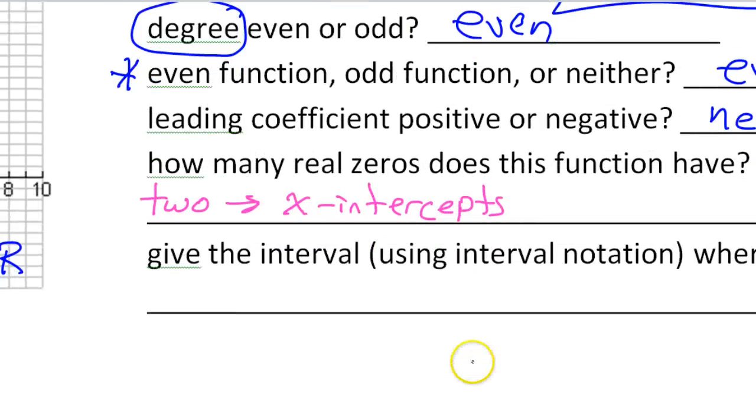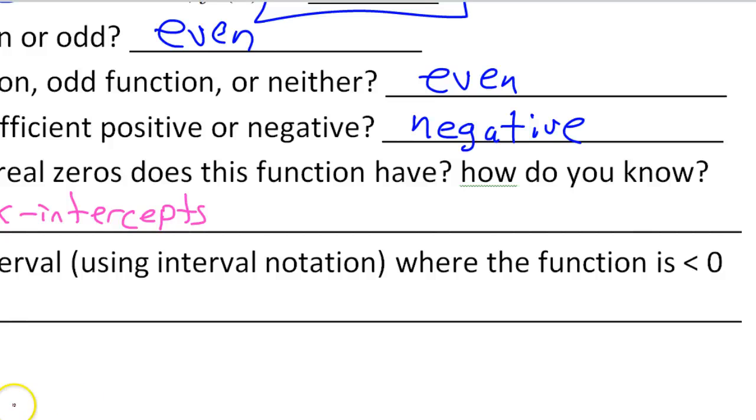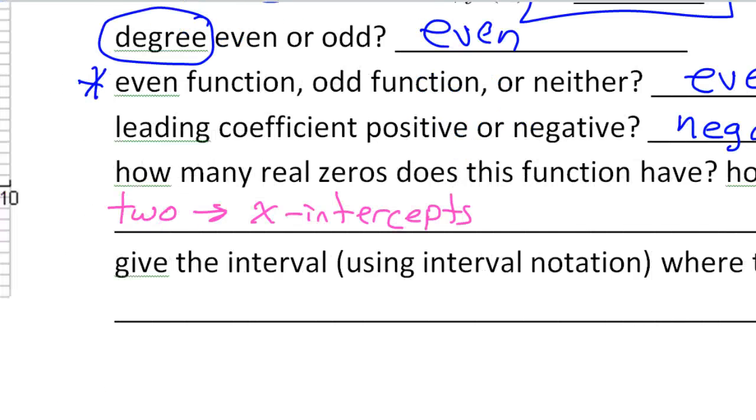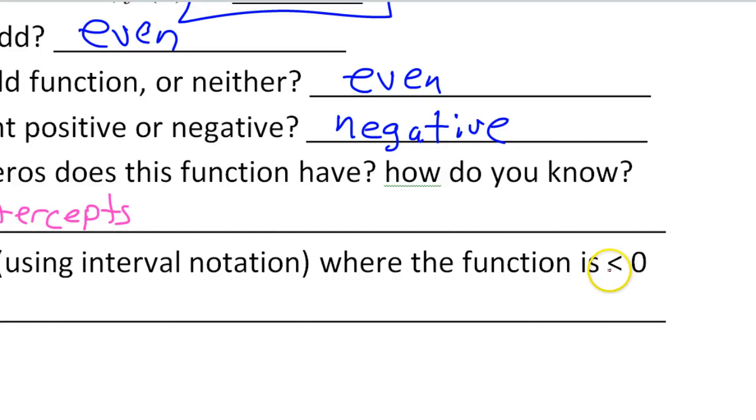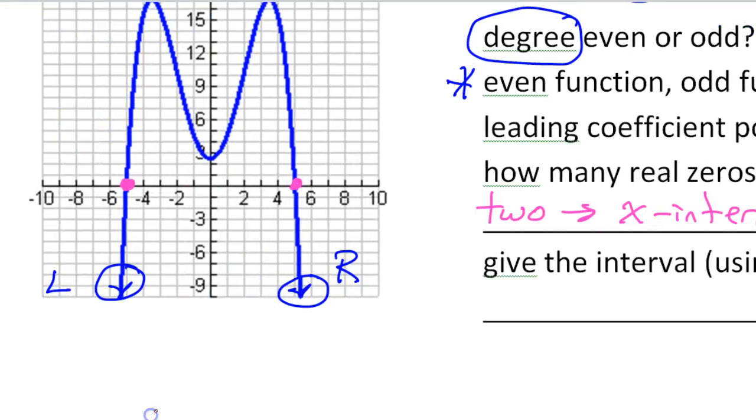Give the interval using interval notation where the function is less than 0. I'm going to pause the video for a second because I want you to do this by yourself. It's saying where's the function less than 0? If we're talking about less than 0, we're talking about below the x-axis. Looking at this highlighting right here, this is the part of the graph that is below 0. So those are the pieces that I want to capture with my interval notation. That's why, like Trey was saying, I'm going to need the two branches.